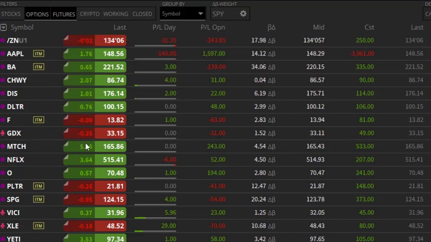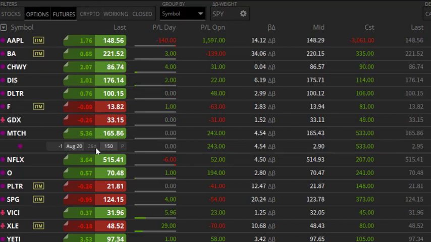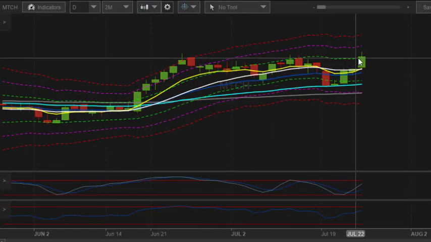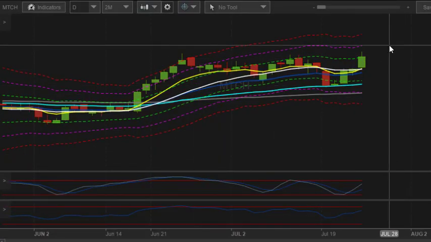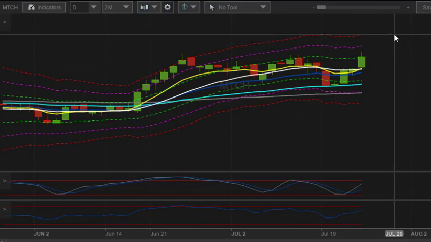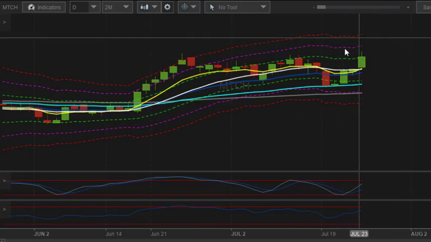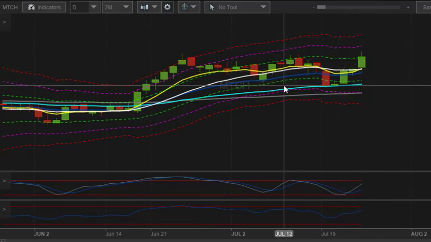Next, I have Match Group. This is a great play for me, down at $150, and they did have a strong rally into the end of the week, looking at $243 profit out of $533. If you look at the charts here on Match Group, there is a little bit of upside potential to around 170, maybe 175, but if we get anywhere near those prices, I'm going to be looking to exit and re-enter later.